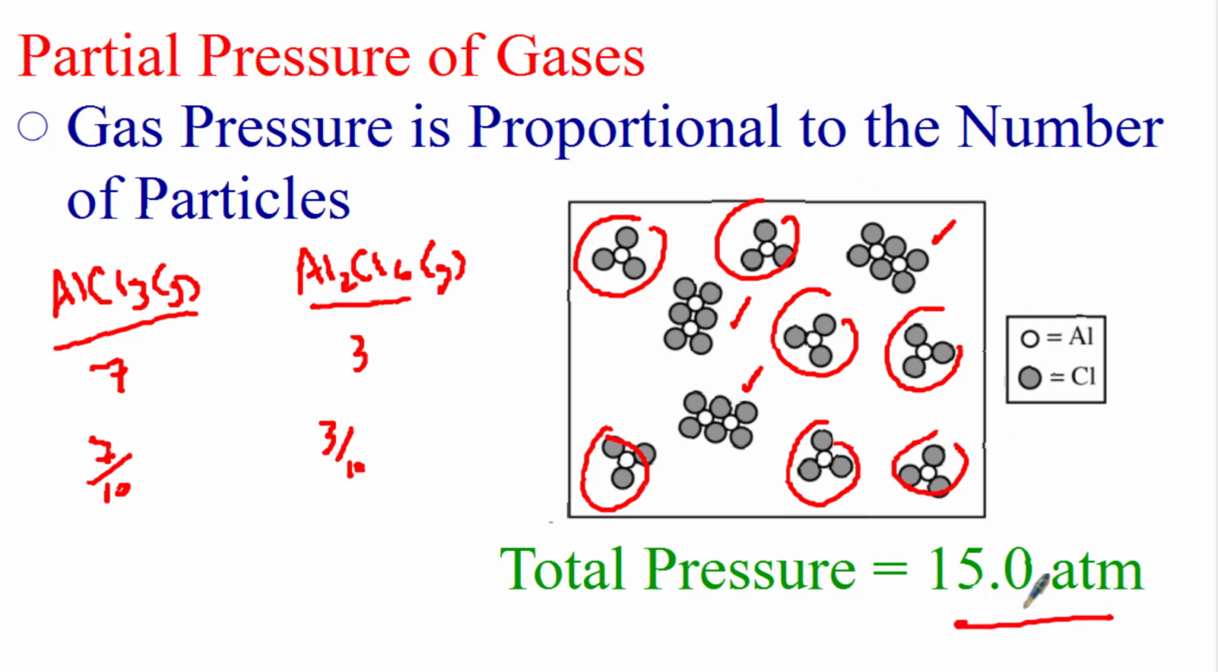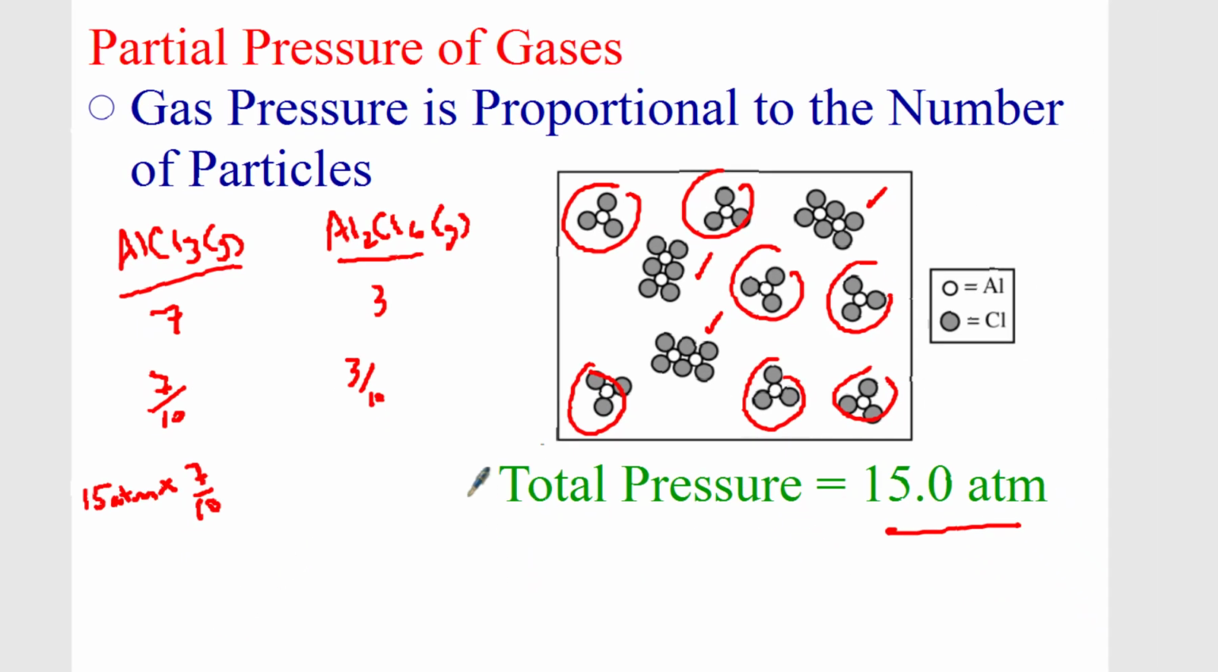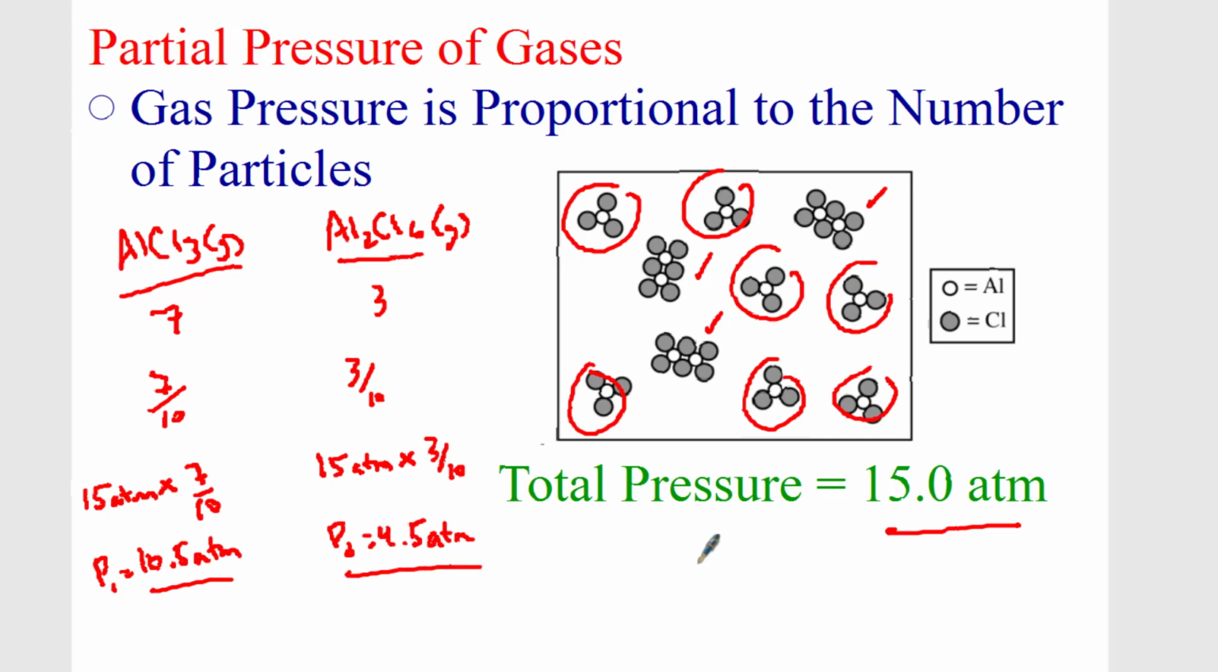Which means if I know the total pressure of the gas inside the container is 15 atmospheres, I can take 15 atmospheres times 7 parts out of 10. It is a proportional relationship here. I know that 10.5 atmospheres is going to be this pressure, what we call this partial pressure. Whereas 15 atmospheres times 30%, or 3 out of 10, is going to be 4.5 atmospheres. So this partial pressure is 4.5 atmospheres. You can see if you add these two up, they add up to 15 total atmospheres. And so the pressure is proportional.